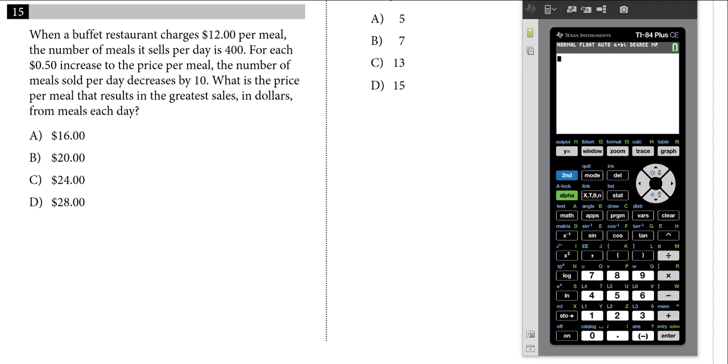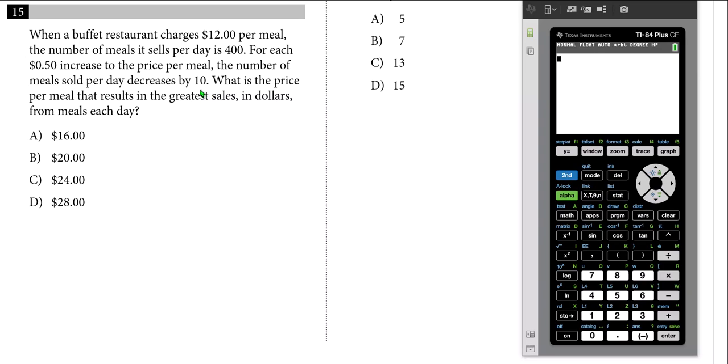This is number 15 of March 2021. First thing we do is read the question. When a buffet restaurant charges $12 per meal, the number of meals it sells per day is 400. For each 50-cent increase to the price per meal, the number of meals sold per day decreases by 10. What is the price per meal that results in the greatest sales in dollars?